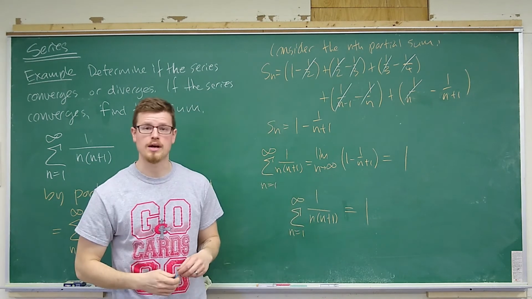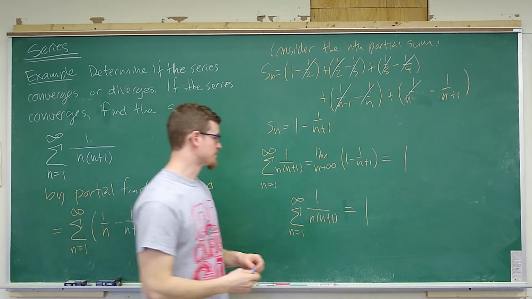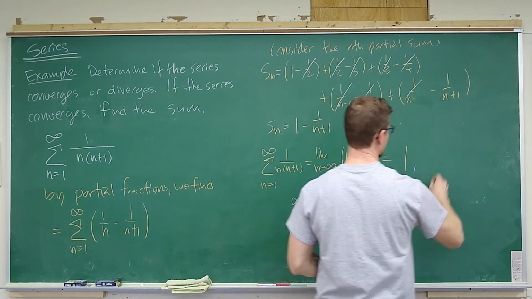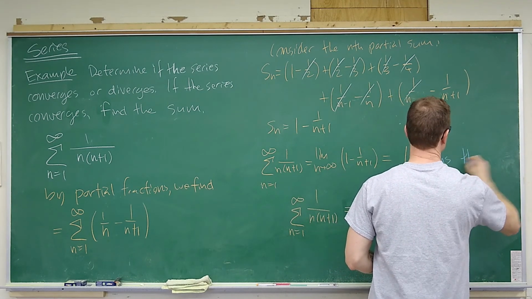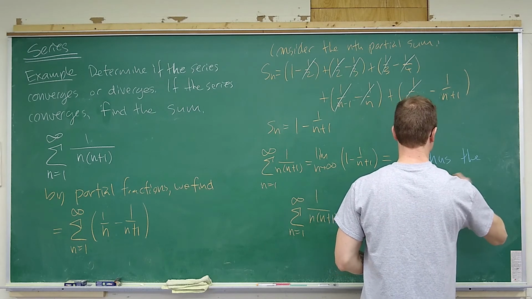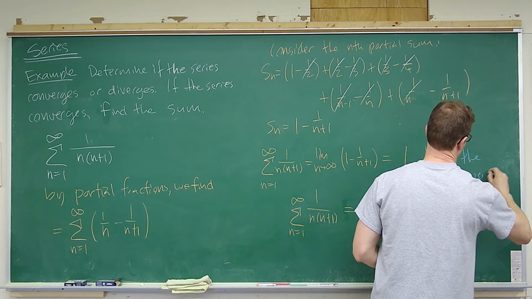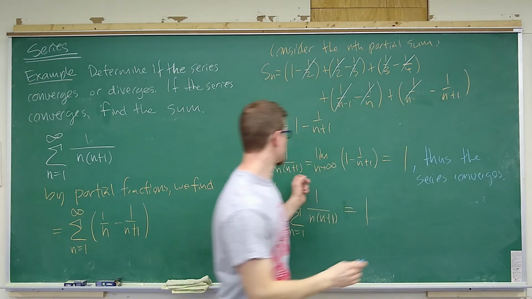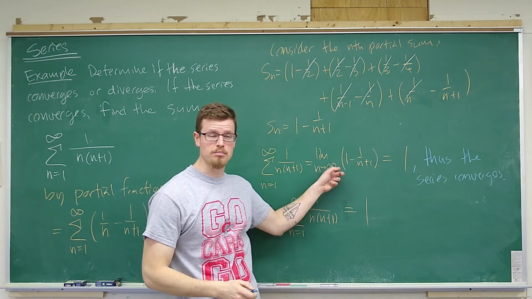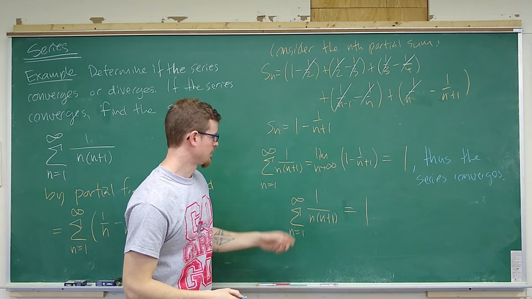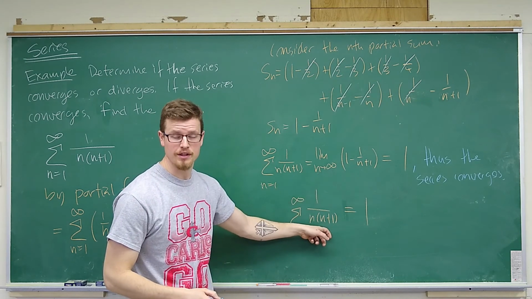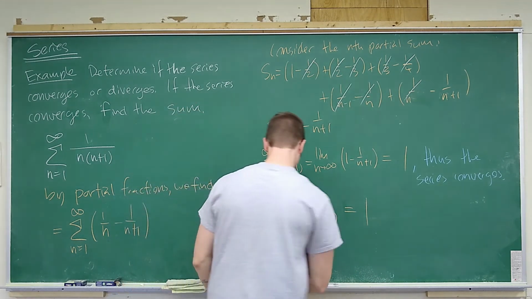Excellent. So we have found the sum. It converges, and we found the sum. Here we may have concluded thus the series converges, because we found that the limit of the partial sums is finite. It exists. And that allows us to conclude that the sum is 1.